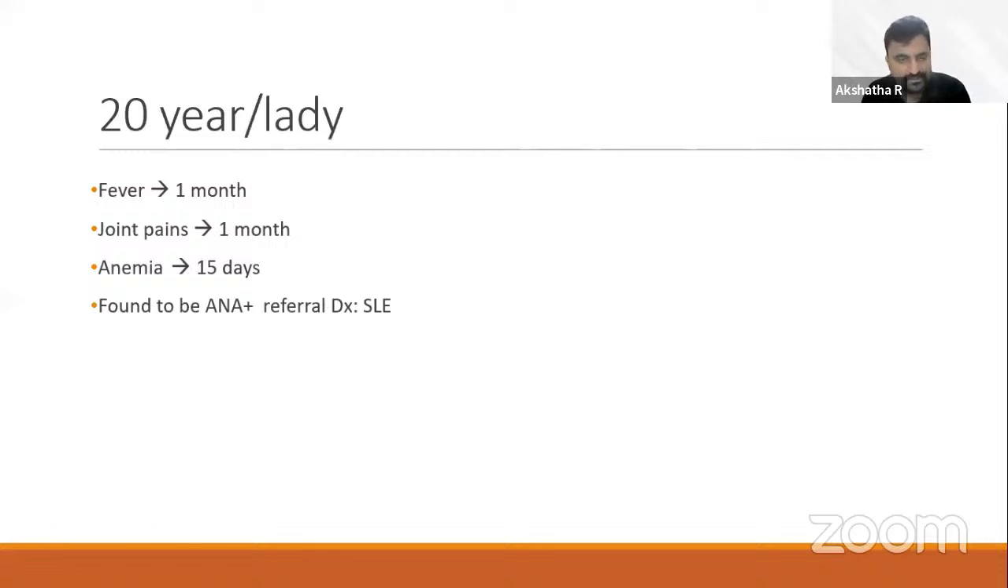Coming to our second case, this was a 20-year-old lady who presented with fever for 1 month, joint pains for 1 month, anemia for 15 days, and she was found to have ANA positivity. So with this investigation, this patient was referred for a possible diagnosis of SLE.